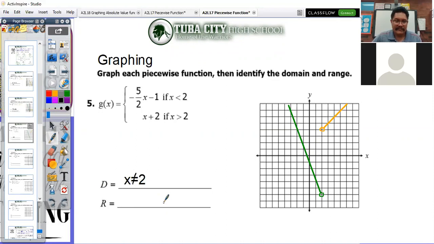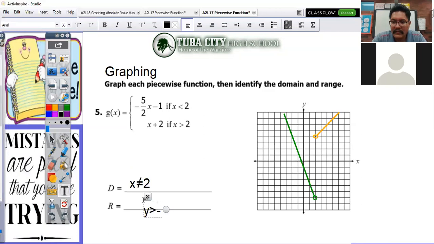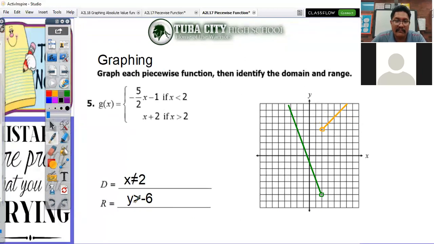Now for the range, we always start with the bottom and work our way up. So just like the way you work from left to right, we're going to work from the bottom up. And eventually when we keep going up, we're going to run into that green line. Now there is a hole there, which says that we cannot pick anything, in this case, less than -6. So y has to be greater than -6. Now, if this was a filled circle, you should put an or equal to on the bottom like that. But in this case, we don't need to because we can't pick -6.